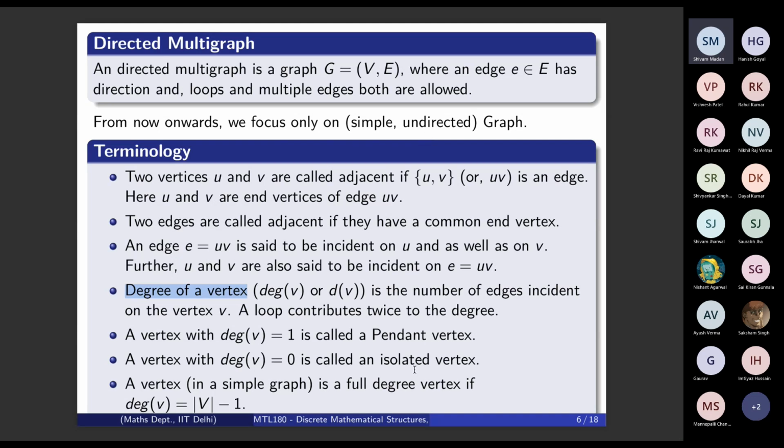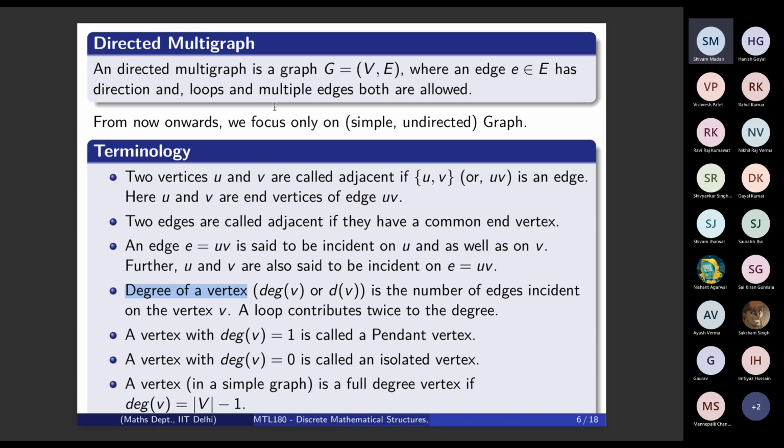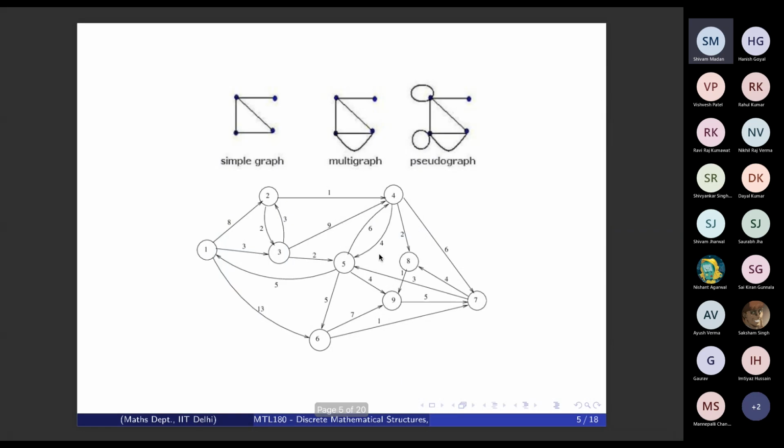Now there is another name. If there is a vertex of degree 1, then it is called a pendant vertex. For an example, this one has degree 1, so it is called a pendant vertex. This is just a name, you can forget that one. And also, if there is a vertex with degree 0, then it is called an isolated vertex. For an example, suppose with this simple graph, if we take another point here, then it will be called an isolated vertex.